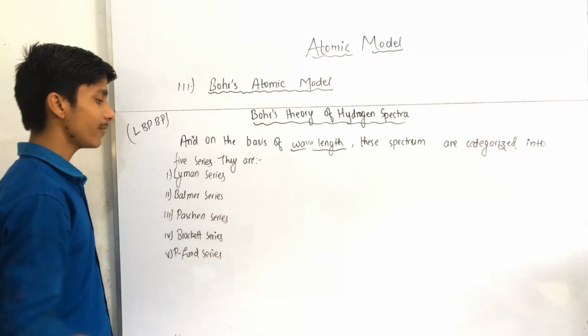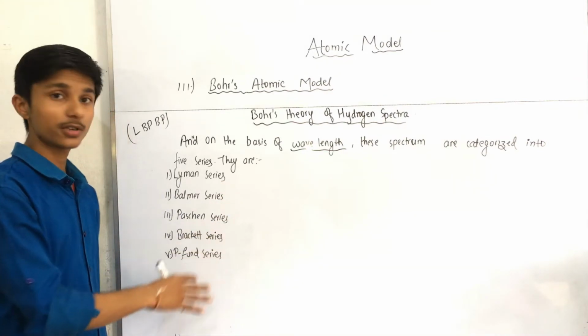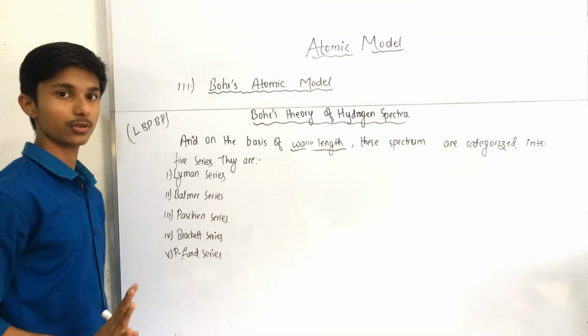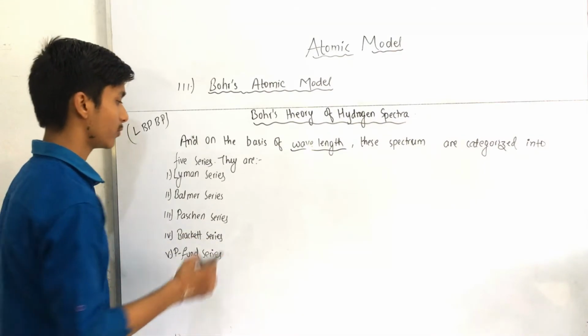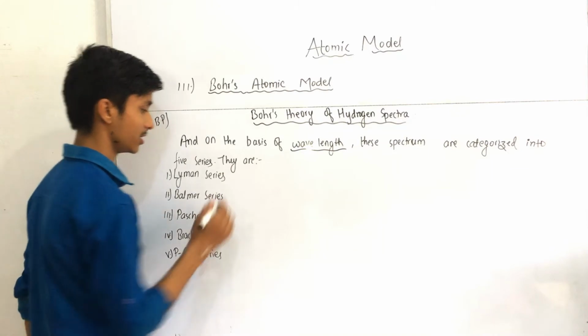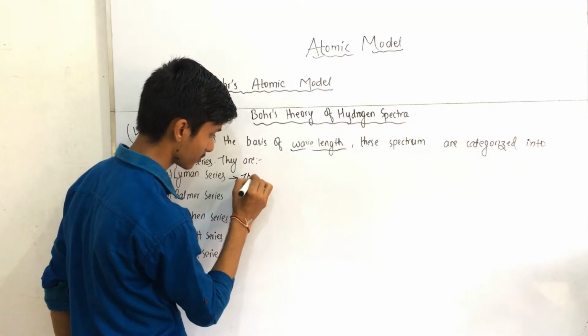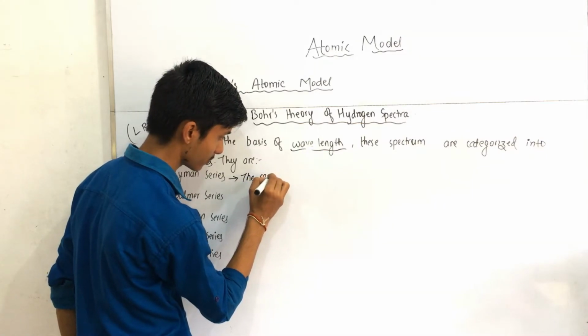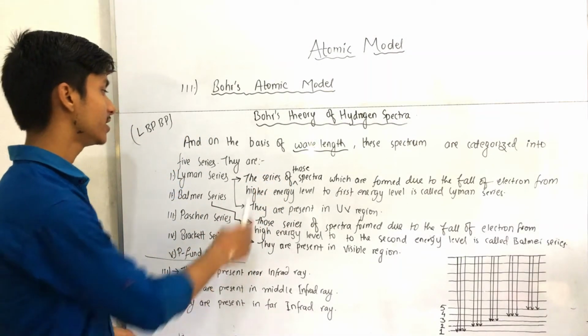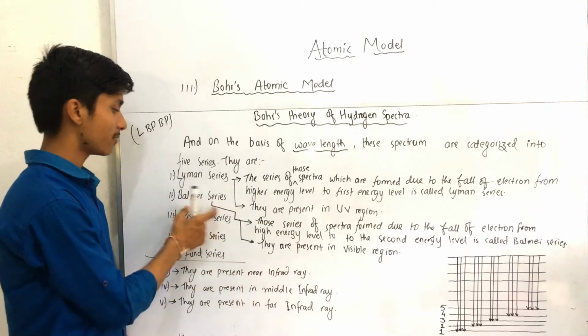So here I am going to explain only two, and you can write the definition of all three. Now I am going to write the definition and explanation of these two series. Here you can see this is the definition of Lyman series, and this is the definition of Balmer series.